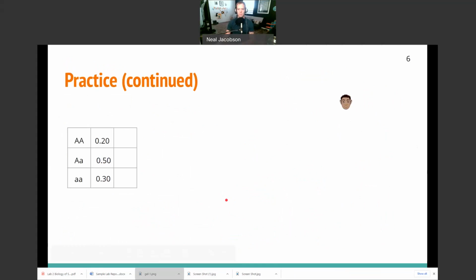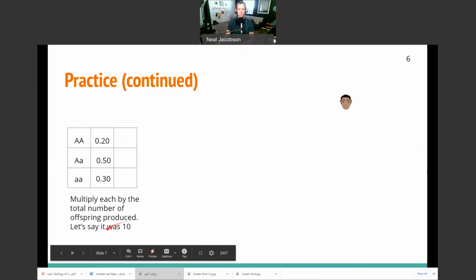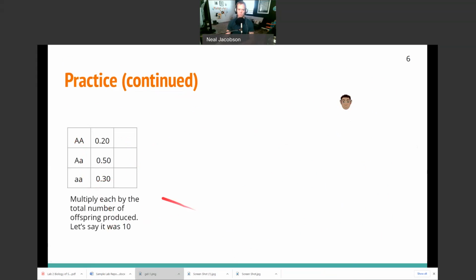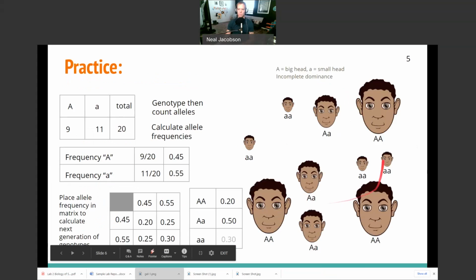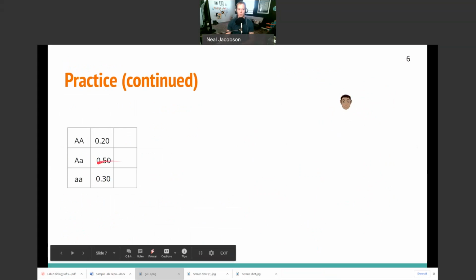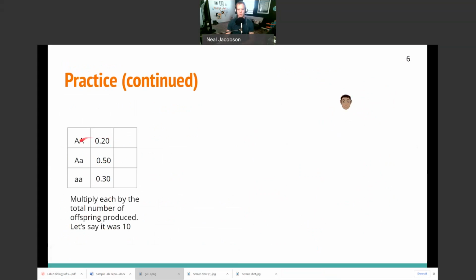All right, so let's carry on. Oops, left a little head floating there. So let's practice this. In my next generation of people, how many people with big heads should I see? How many people with normal heads, and how many people with small heads? So let's say how many offspring were produced by these people here. Well, let's say that these people collectively had 10 offspring. And so we're going to multiply 10 by each one of these.